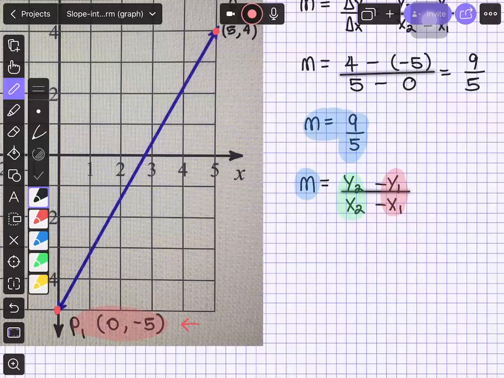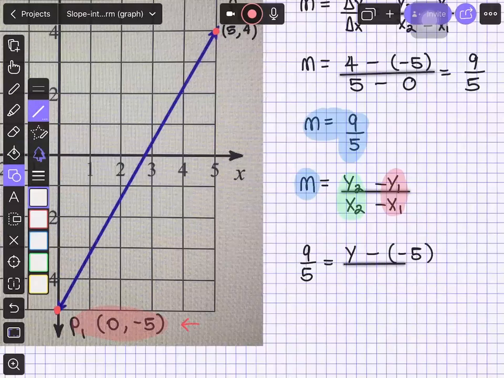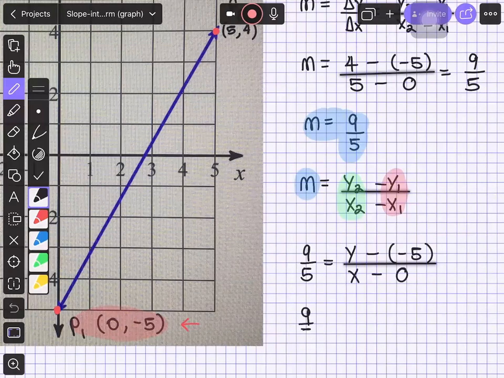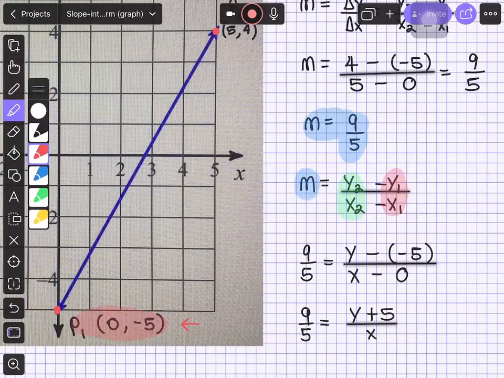So let's begin. We have 9/5, this is the slope, equals y minus y1, -5, and we divide it by x minus 0. So we end up with 9/5 equals y plus 5 divided by x. The x in this case is dividing. It will go to the other side multiplying.